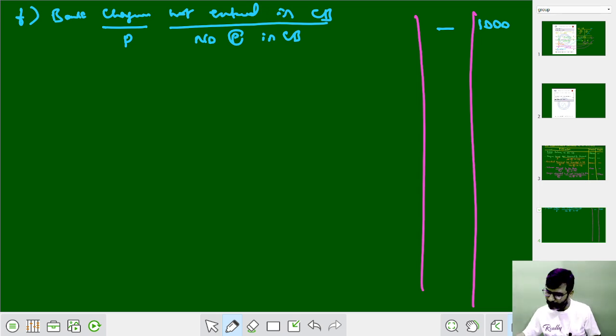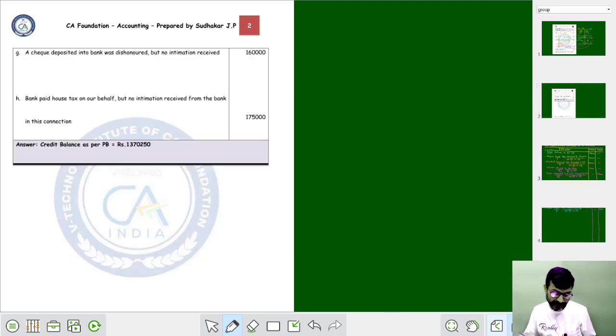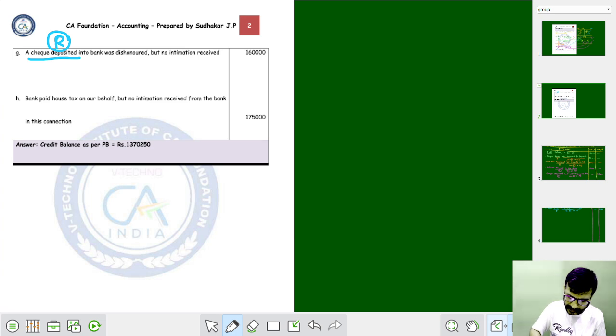What is there in the problem? See here. A check deposited, that is, a receipt into bank, dishonored. Oh, deposited is being dishonored, right? I used to tell you, dishonor means a divorce, right? So when it is a dishonor, dishonored is a payment. So what is important among the both? Is deposited important? Is divorce important?